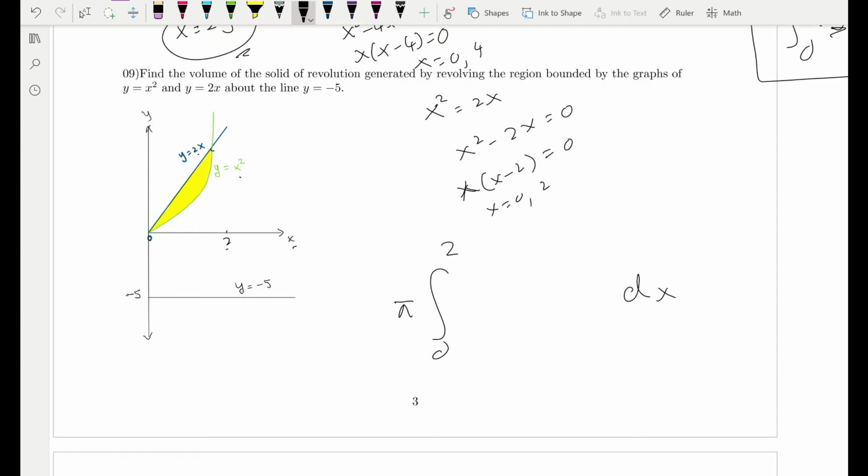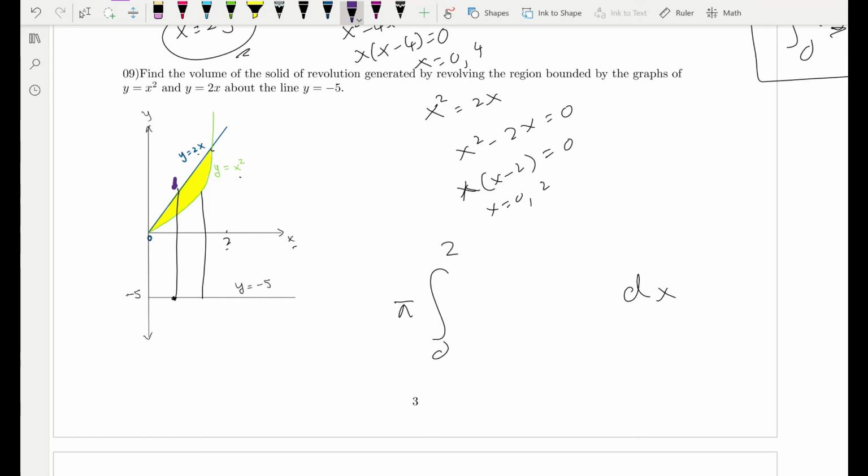Now, what did I ask you to do in the previous problems? Draw a line from the axis that you're rotating around to the function, to both functions. So now the rotating axis is y equal to -5. From there, I'm gonna draw two lines to join the functions. Now, which one is longer? The one on the top is longer. What's its radius? That's what you need to decide.